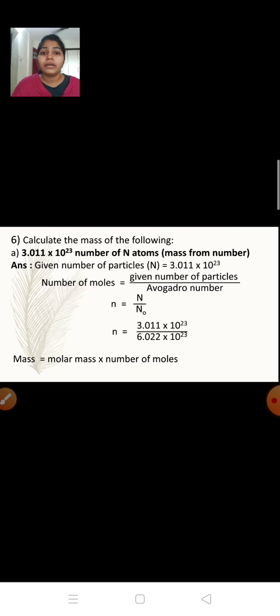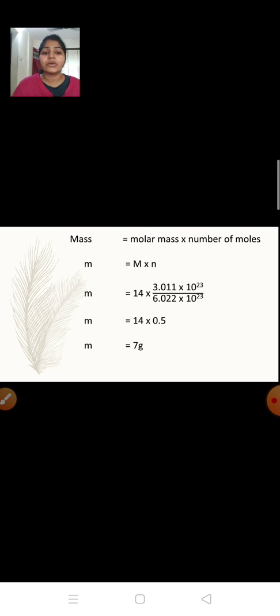So now we got number of moles. So we will apply the formula. Mass is equal to number of moles into molar mass. We know molar mass, right? Atomic mass of nitrogen is 14. So we know molar mass. We just now found out number of moles. Put the values. Okay, so when we divide this, we'll get 0.5. So the mass is 7 gram.